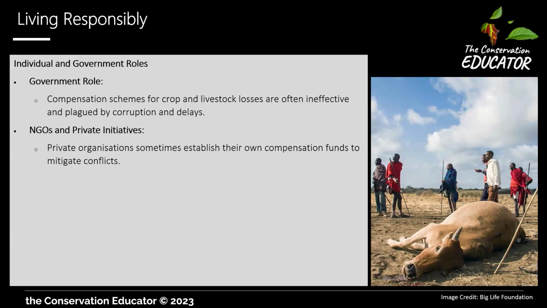NGOs and private initiatives then step in. So they either establish their own compensation fund, or they mitigate conflicts by putting in fences or all sorts of other methods.